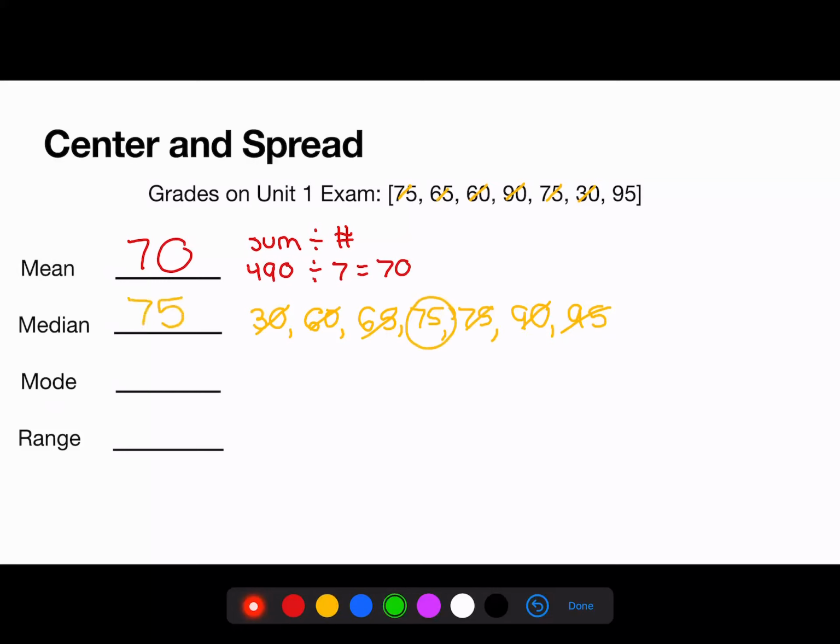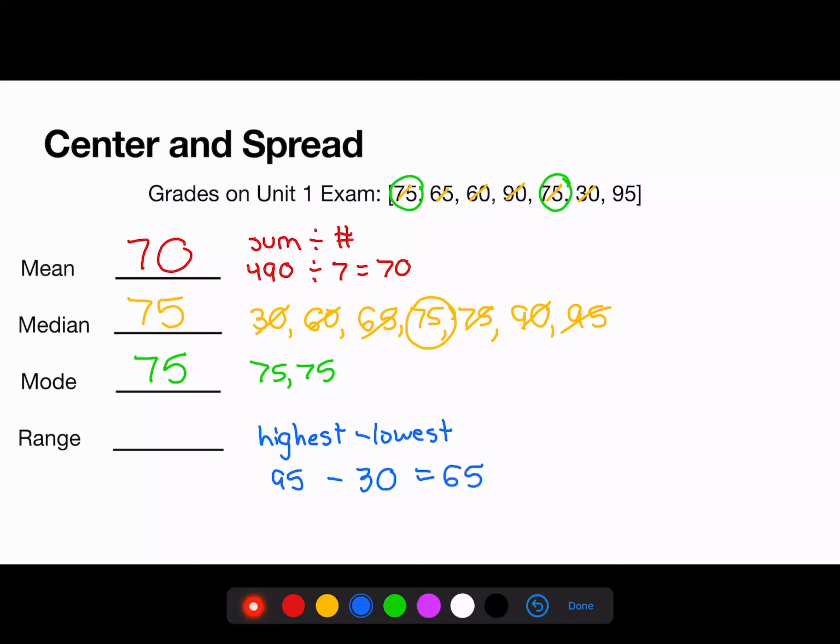The mode is the easiest. When looking at the data, you can see that 75 appears twice and no other data repeats. Finally, the range is the highest value minus the lowest value. 95 is the highest, 30 is the lowest. 95 minus 30 is 65.